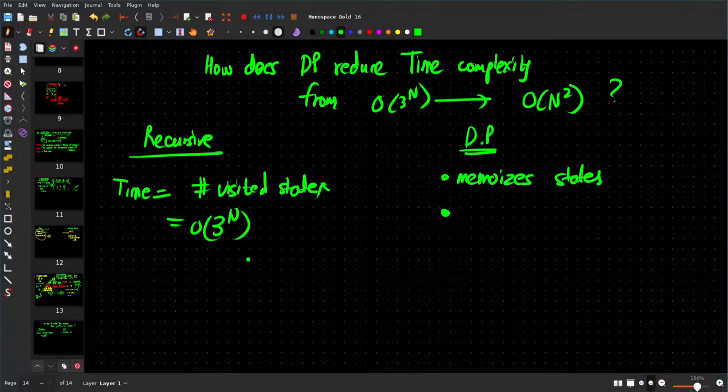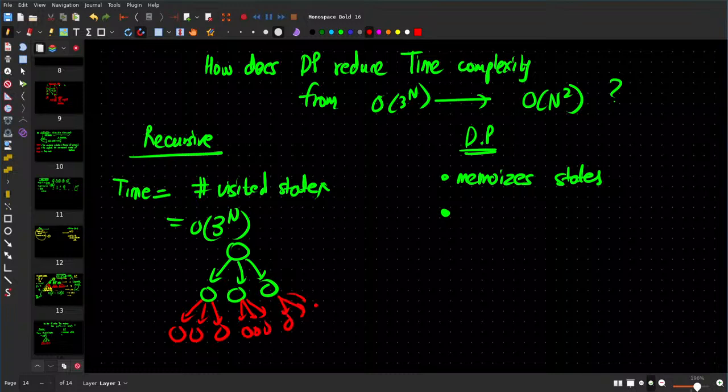That means, if you saw the recursive breakdown, notice that each branch had 3 sub branches. Now some of these would be common. Maybe this was equal to this was equal to this. So there are a lot of duplicate states visited.